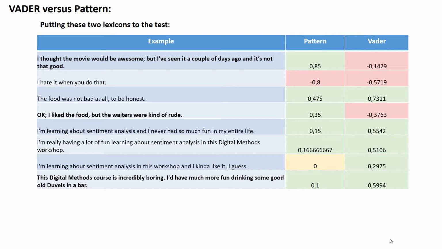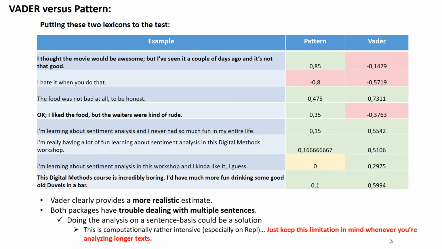These are all the sentences that you have fed to the Pattern module. And you can see that even the Vader module gets stuck on the last sentence there, right? "The digital method score is incredibly boring, and I'd have much more fun drinking some good old booze in a bar." Even Vader thinks this is a very positive piece of text. So although Vader clearly provides a more realistic estimate, both modules have trouble dealing with multiple sentences.